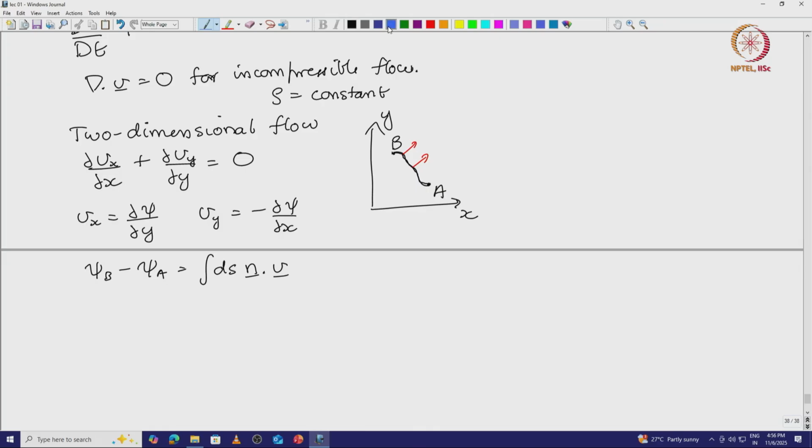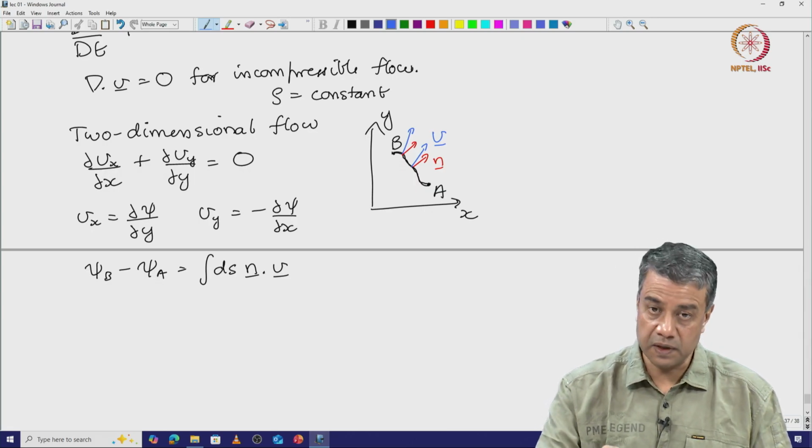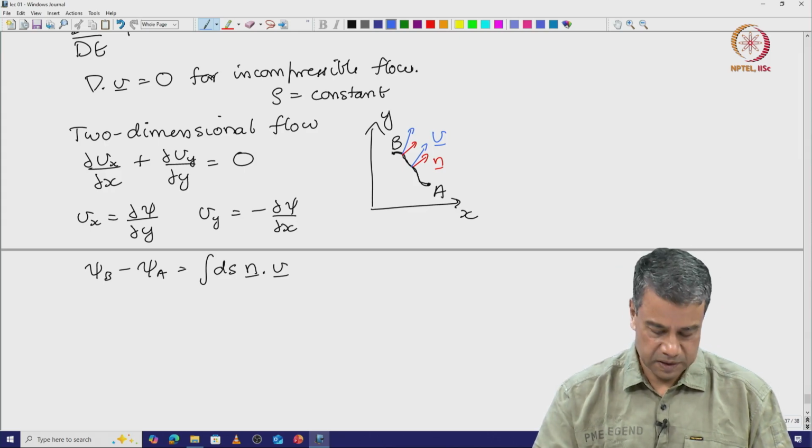So, if the velocity has some particular direction, you dot the velocity with the unit normal n. This is the velocity vector. Okay, v dot n, that is the normal component of the velocity to the surface, integrated over the surface, gives you the total flow rate between these 2 points. Okay, so that is the interpretation of the stream function.